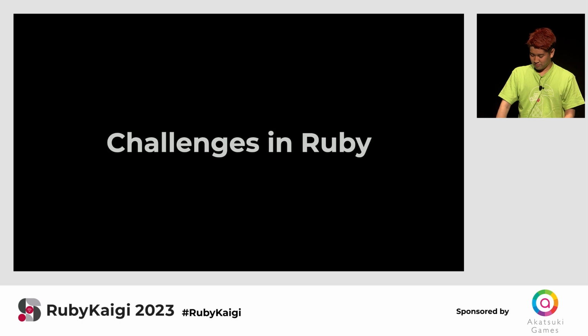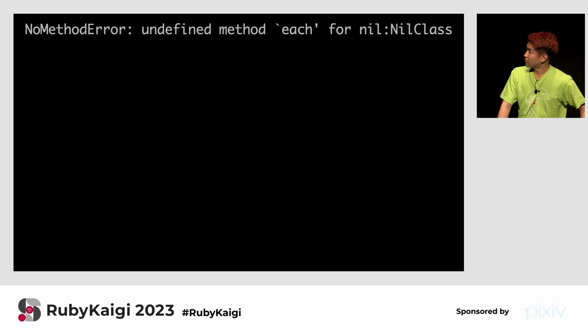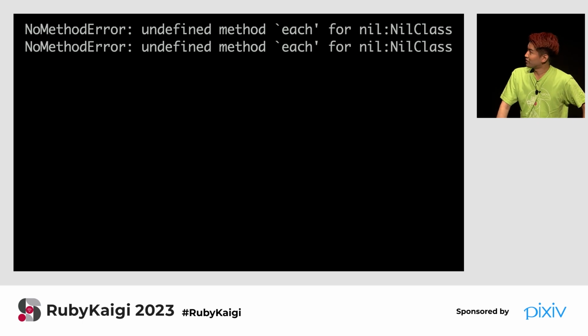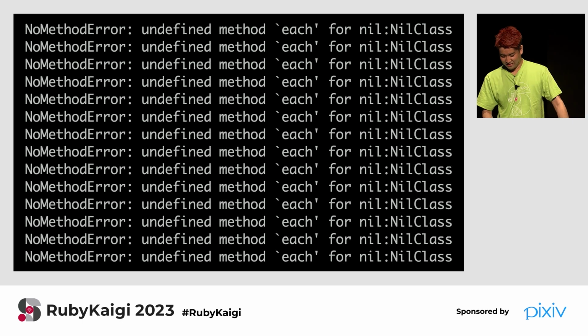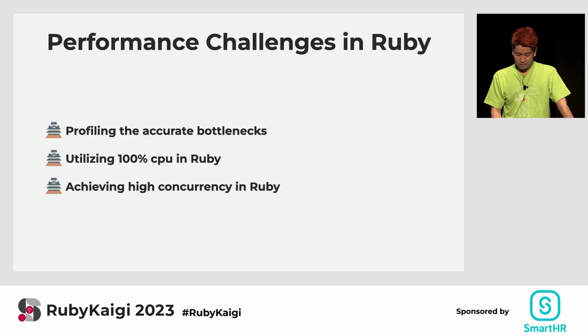Challenges in Ruby. You start the benchmark, you get a NoMethodError because you left somewhere a nil that you didn't know about. NoMethodError, NoMethodError. That happens. It's fixable. I'm just joking around. No worries. Let's hope RBS, TypeProf, and other projects can solve this problem.